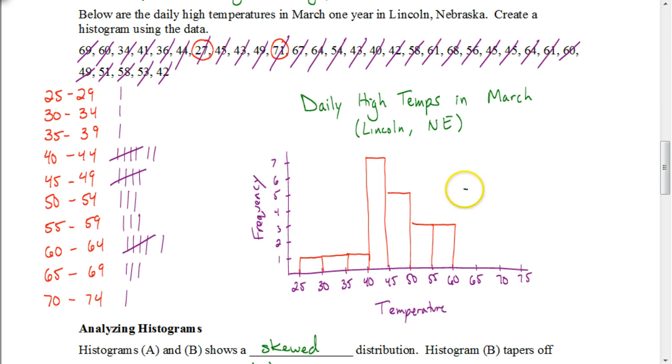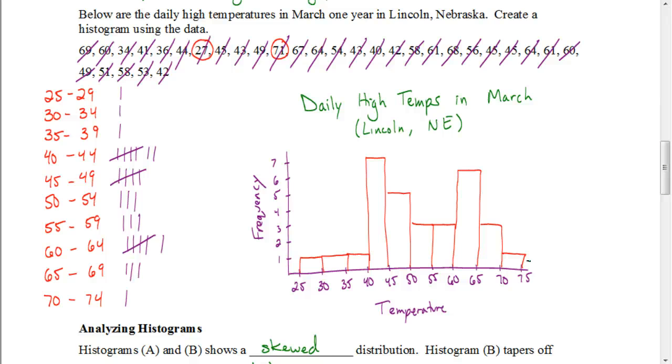From 60 to 65, that goes up to 6. From 65 to 70, that's back down to being 3. And 70 to 74 being 1. So there's our histogram. So that would be a properly made histogram.